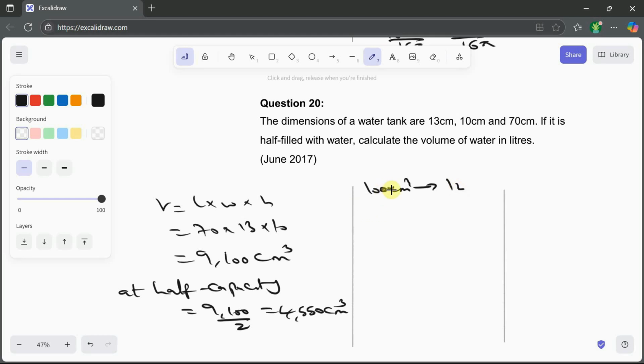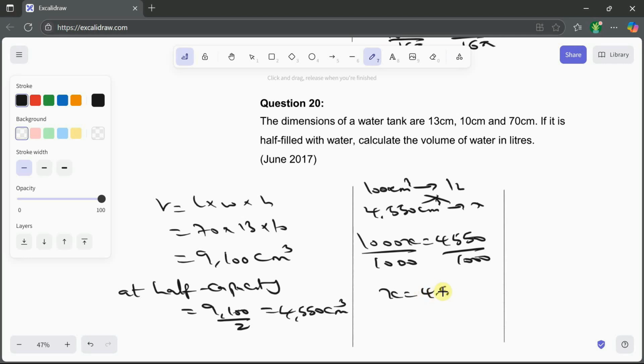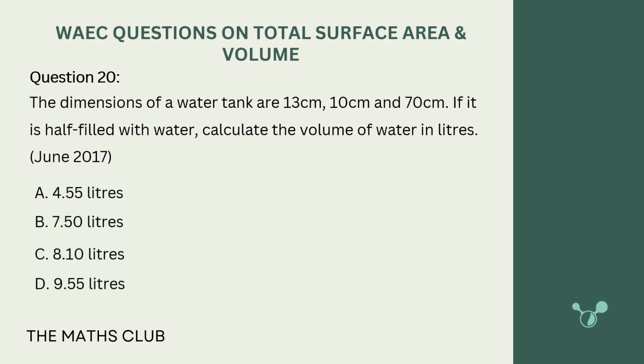So 1,000 centimeter cube is 1 liter, and 4,550 centimeter cube will be x liters. If I cross multiply, this will give us 1,000x is equal to 4,550, and if I divide both sides by 1,000, that will give you x to be 4.55 liters. So basically this is the volume of water at half capacity. Let's see if we're correct. That will be option A. Great.